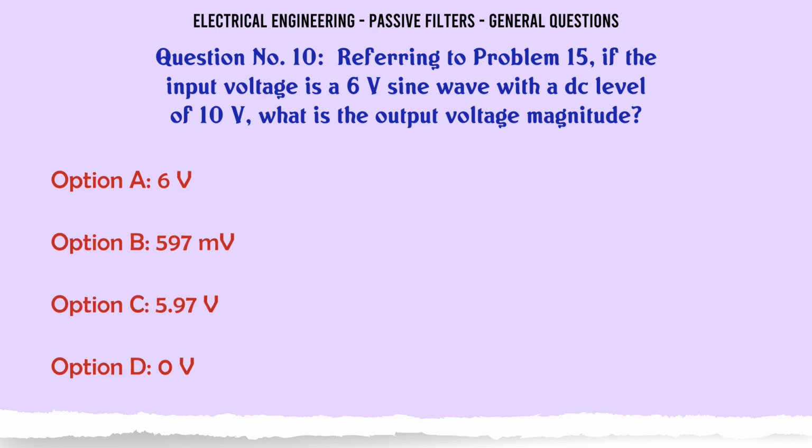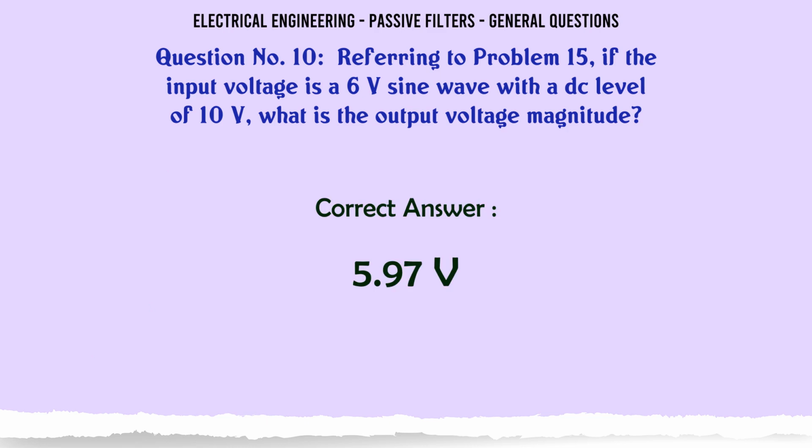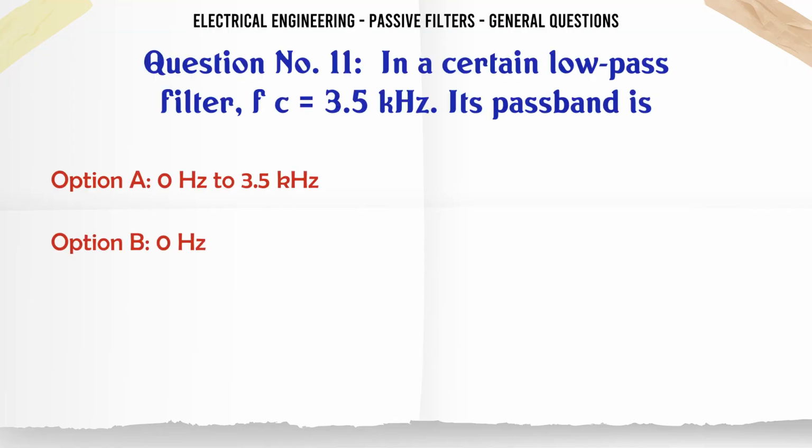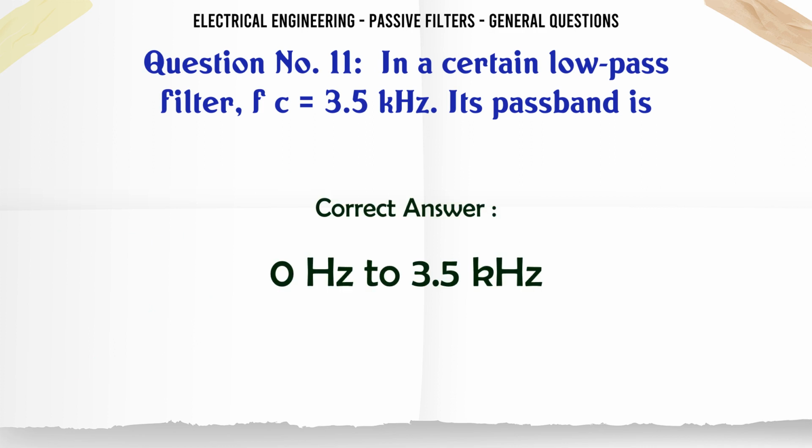Referring to the previous problem, if the input voltage is a 6 V sine wave with a DC level of 10 V, what is the output voltage magnitude? A, 6 V; B, 597 mV; C, 5.97 V; D, 0 V. The correct answer is 5.97 V. In a certain low-pass filter, fc is 3.5 kHz. Its passband is: A, 0 Hz to 3.5 kHz; B, 0 Hz; C, 3.5 kHz; D, 7 kHz. The correct answer is 0 Hz to 3.5 kHz.